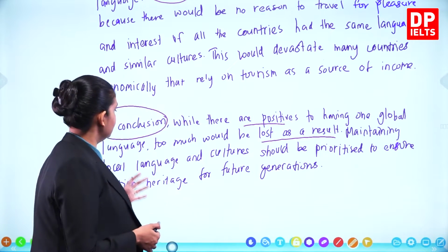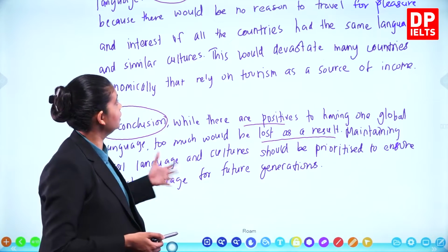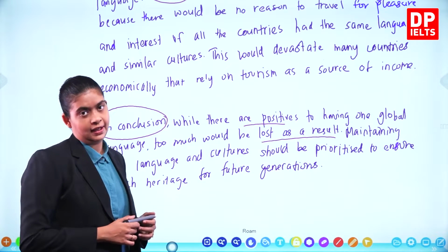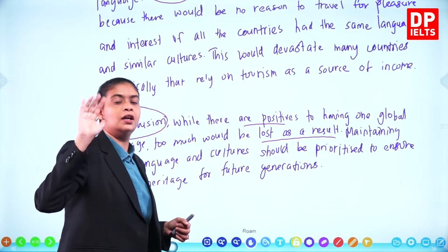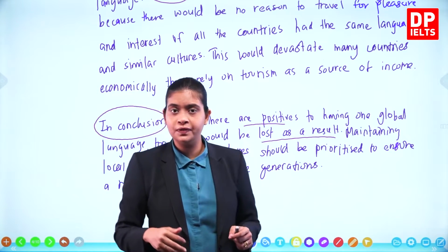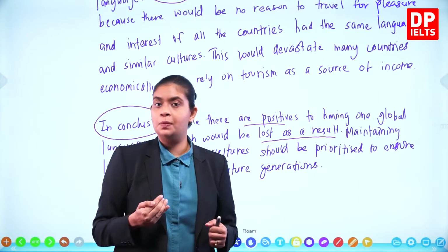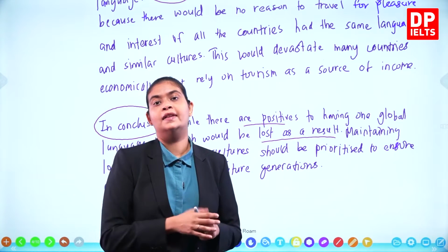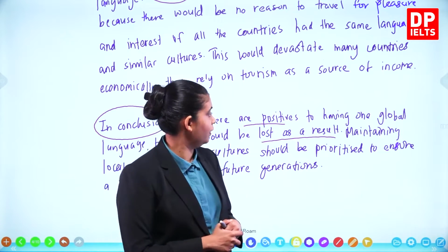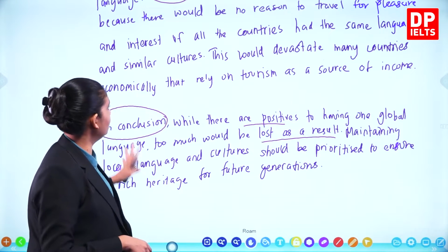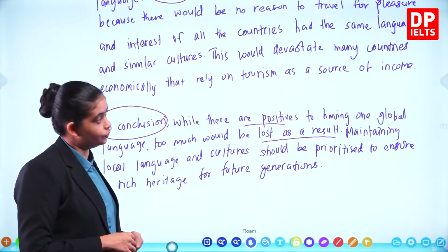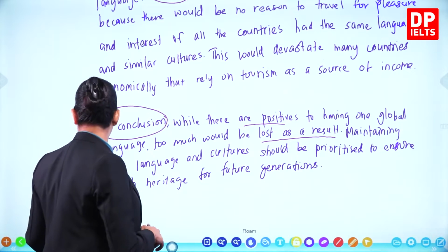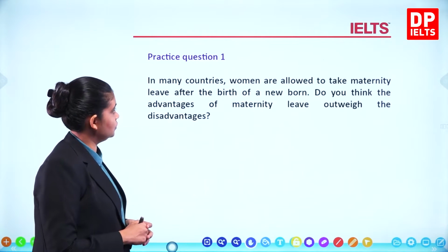So basically, this is the structure for an advantage, disadvantage style essay. Intro, advantages. So I explain two advantages. Then in the next body paragraph, I write the disadvantages, explain about it, and then I write a conclusion. All right. So you can pause the video and go through it in more detail if you want to. If not, we could probably move to the next question.